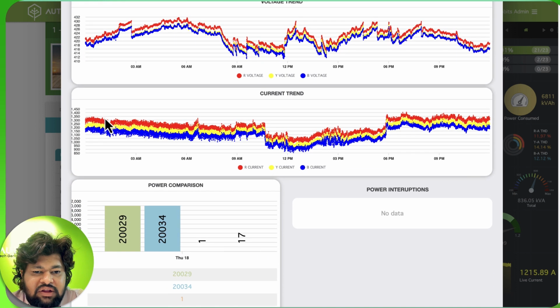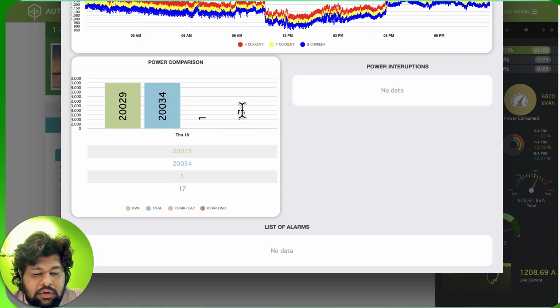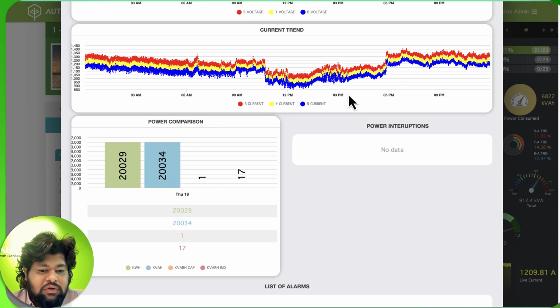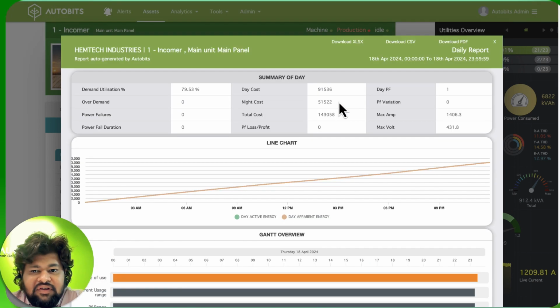The same way we are able to see the current usage. We are seeing that at night there was more current usage, and we see that this line is very thick, right? So thicker lines mean there was more variation in current utilization, and thinner lines mean there was lesser variation. So we see that there was variation over here. The currents were flickering and changing to a tune of around 20 to 30 amperes. They were fluctuating, and there was no alarm, there was no data issue, and there were no power interruptions. So that's good. So this is the daily report.